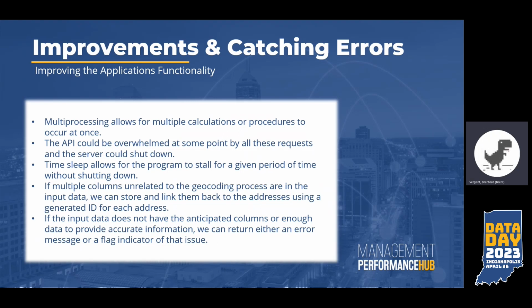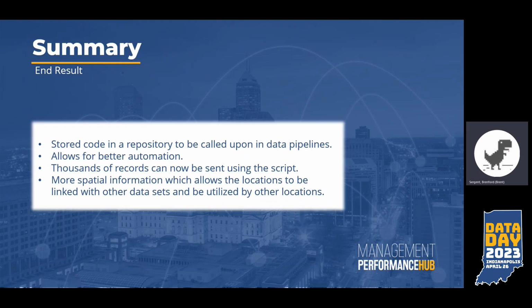Then if a dataset was passed that contained both useful address information and non, I allowed the application to save off that non-address information and add it back to the end with the results. And then finally, I added a couple of error messages, such as when no address information was passed or when the user had incorrect credentials. So, end result of this was the code was stored on a repository to be called upon in various data pipelines, allowing for better automation since now thousands of records can be sent through using the script.